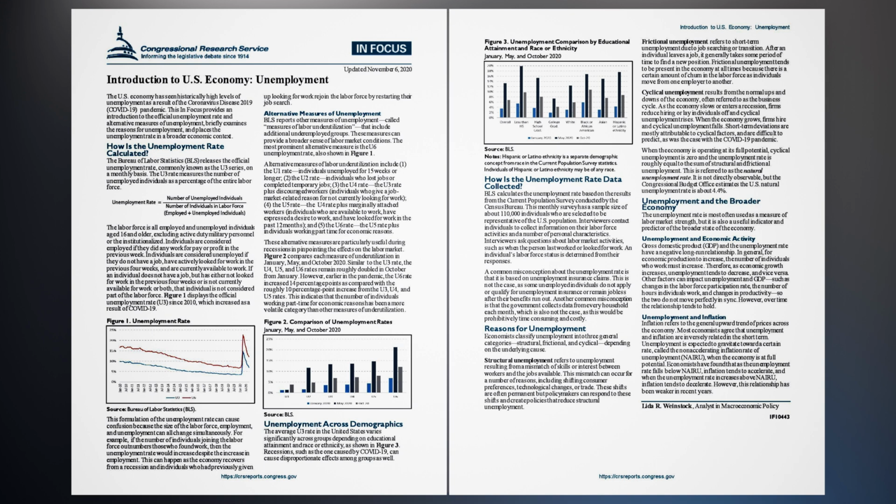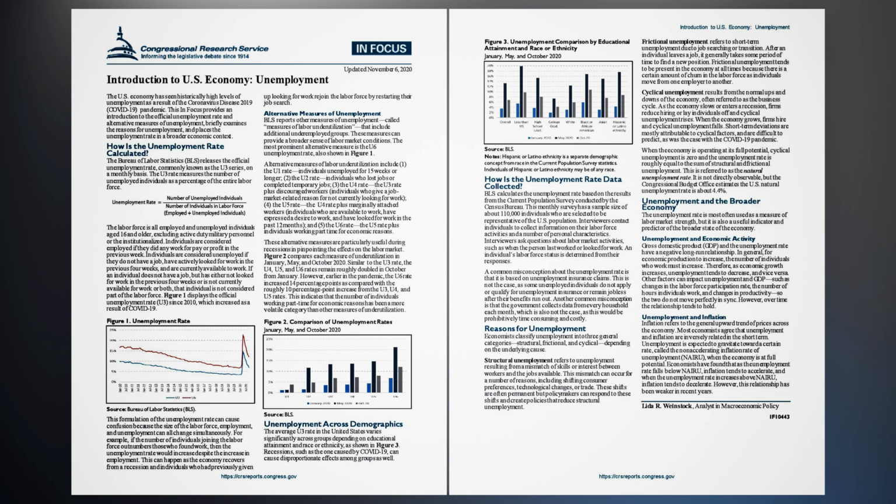Figure 2 compares each measure of underutilization in January, May, and October 2020. Similar to the U3 rate, the U4, U5, and U6 rates remain roughly doubled in October from January. However, earlier in the pandemic, the U6 rate increased 14 percentage points as compared with the roughly 10 percentage point increase from the U3, U4, and U5 rates. This indicates that the number of individuals working part-time for economic reasons has been a more volatile category than other measures of underutilization. Figure 2. Comparison of unemployment rates. January, May, and October 2020.